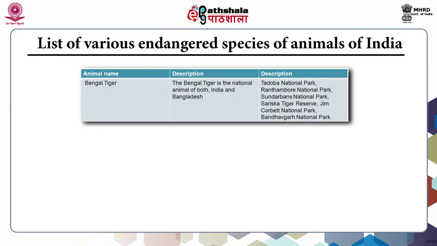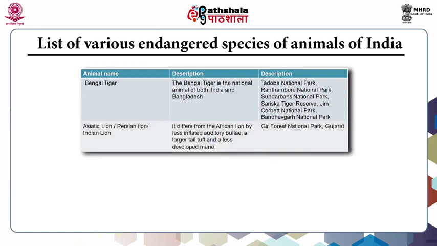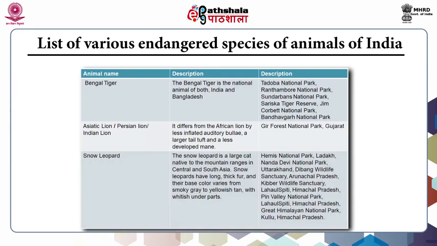at several other places. The second example is the Asiatic lion, or Persian lion, or Indian lion. It differs from the African lion by less inflated auditory bullae, a large tail tuft and a less developed mane. This animal is found in the Gir Forest National Park, that is in Gujarat. Then the snow leopard is a large cat native to the mountain ranges in Central and South Asia.